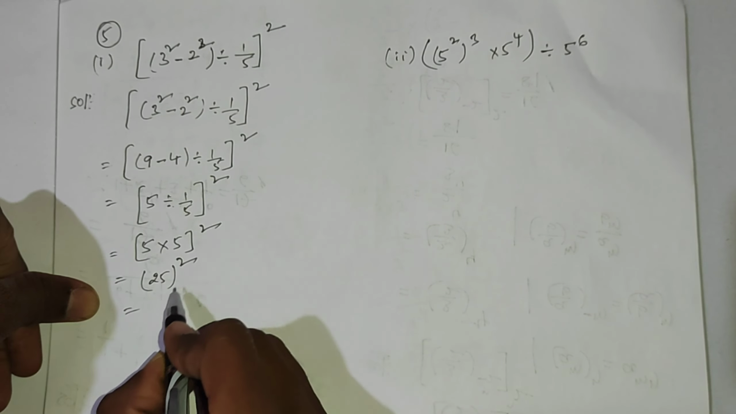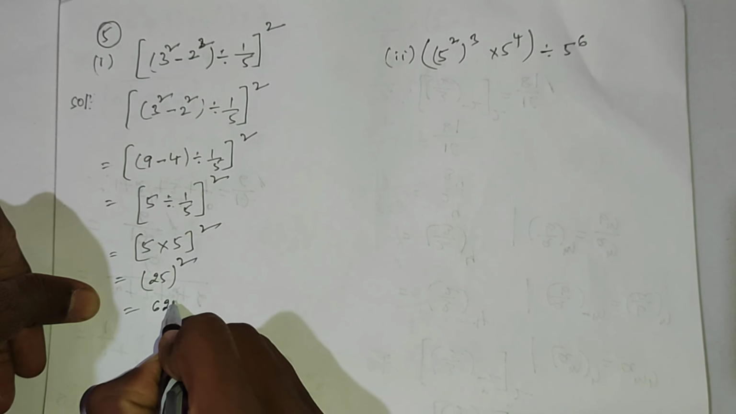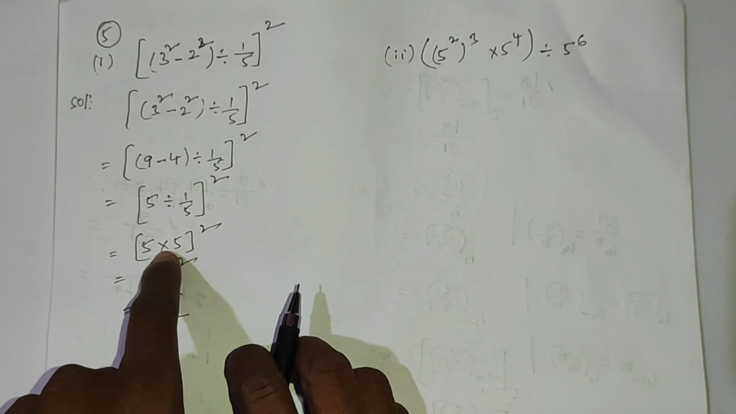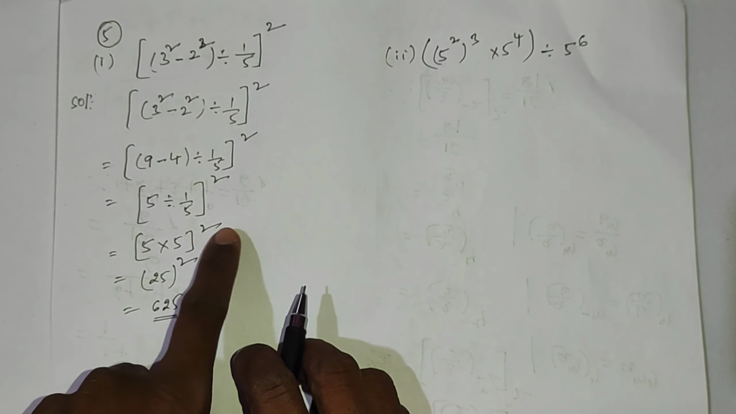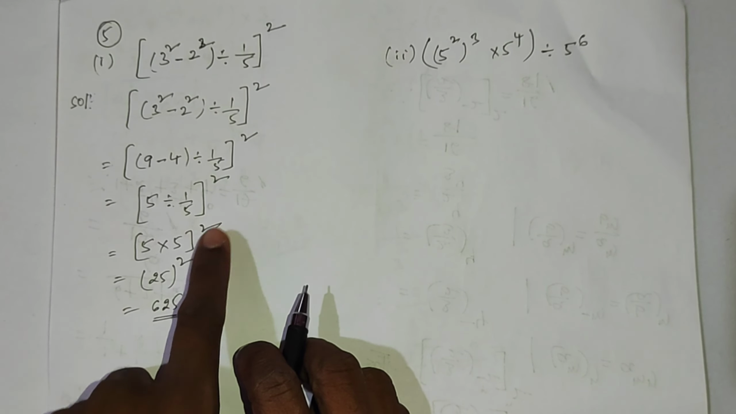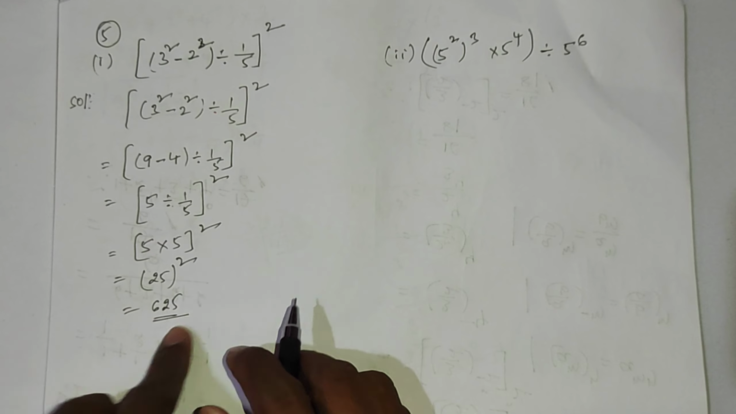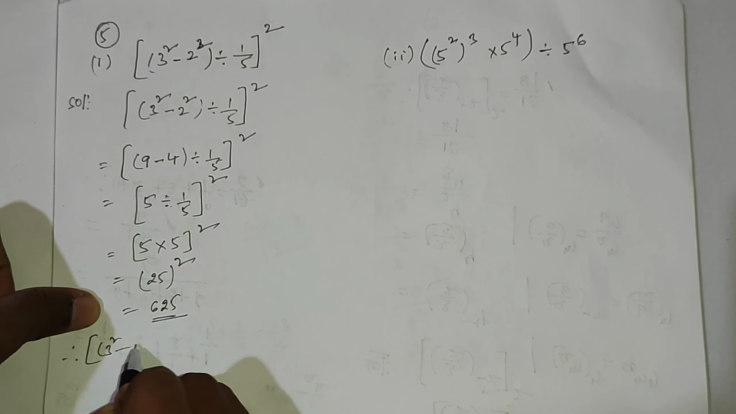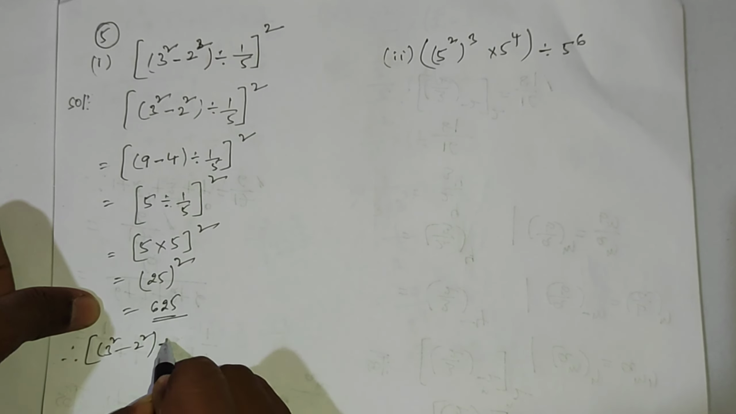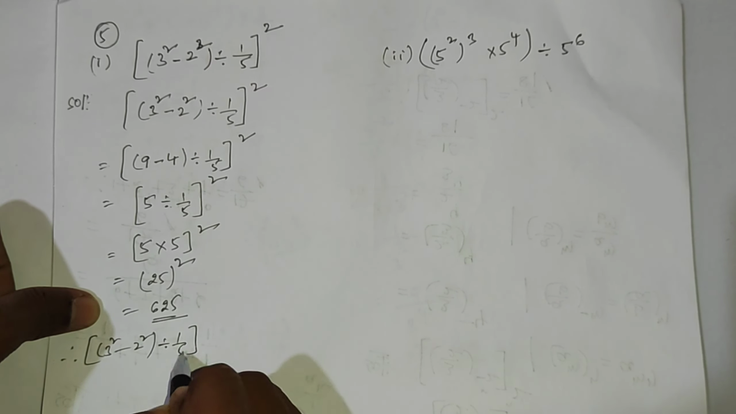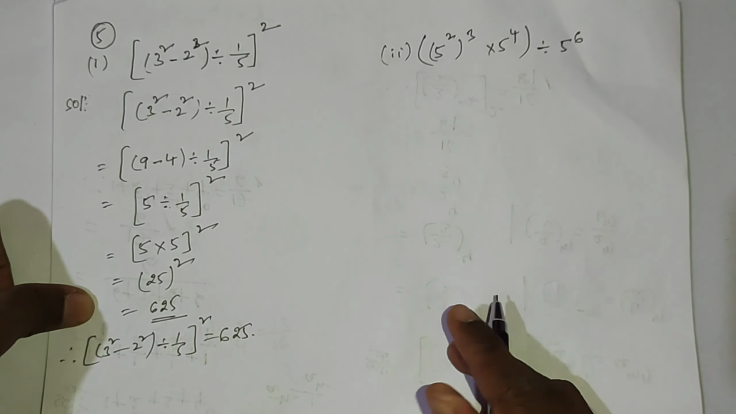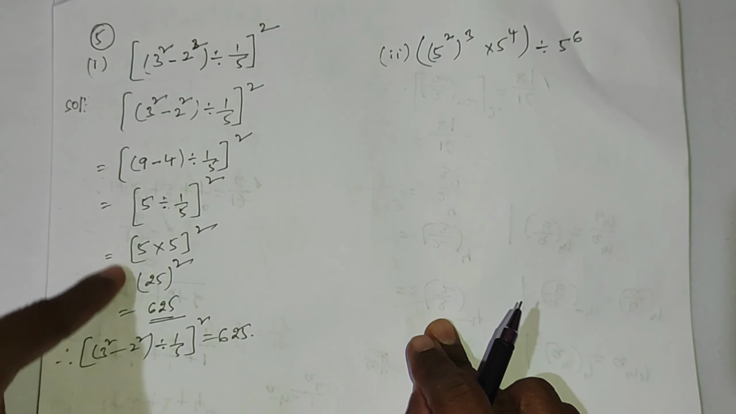Nothing but 25 into 25, which is 625. Or else you can take 5² into 5², and again you will get 5 to the power of 4, which is also 625. Therefore, (3² − 2²) ÷ (1/5)² is equal to 625. Yes, is it clear?